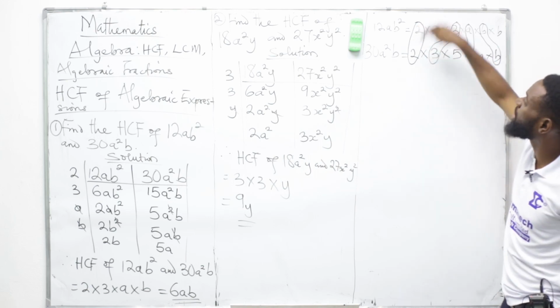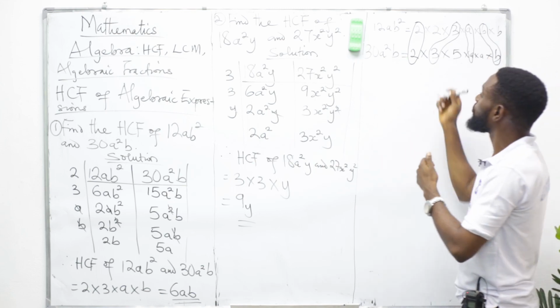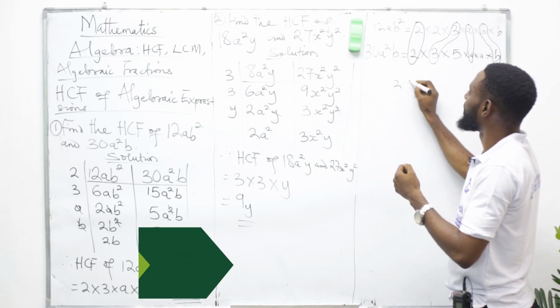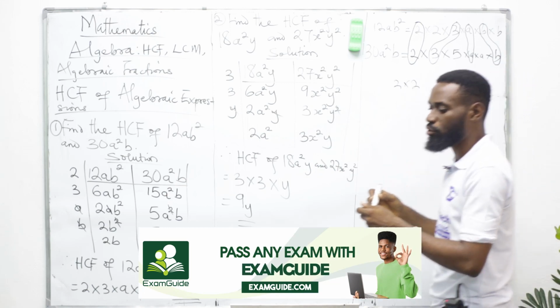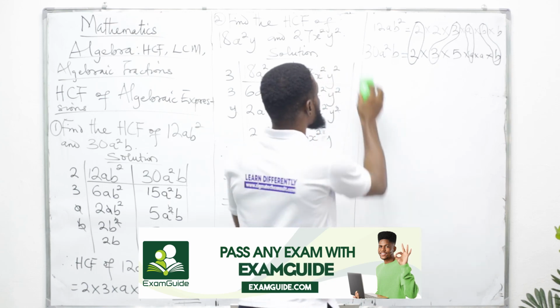Here, which number did we mark here? Did we match them to each other? It is 2. So we don't bring the 2 here and 2 here, like 2 times 2. No. We bring only 1, 2 out.